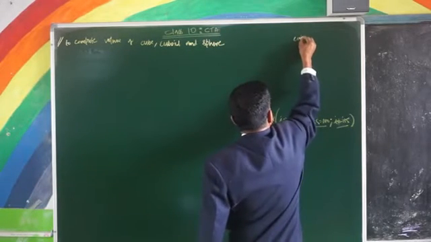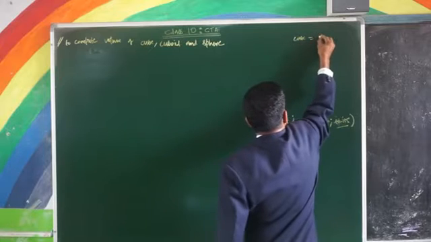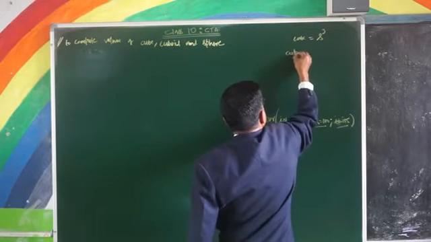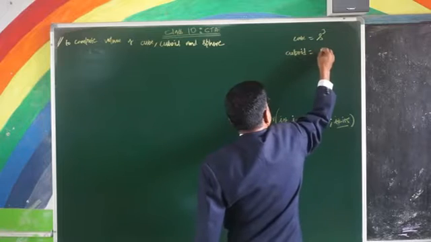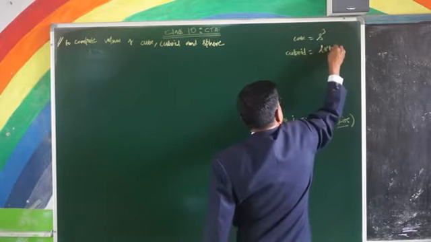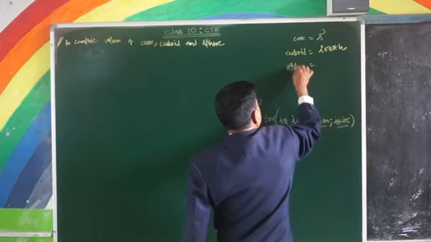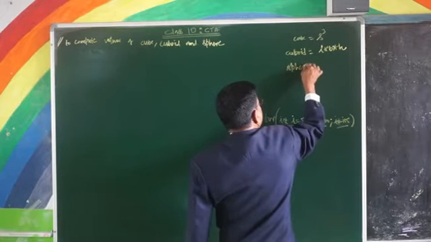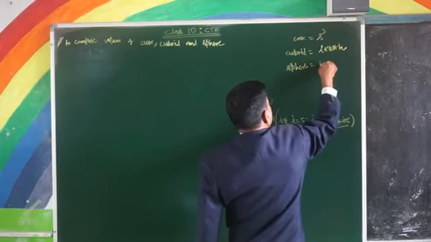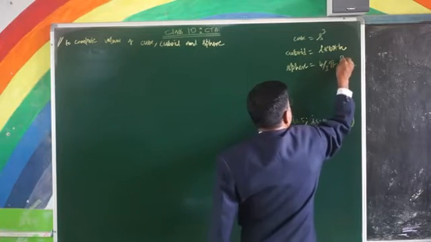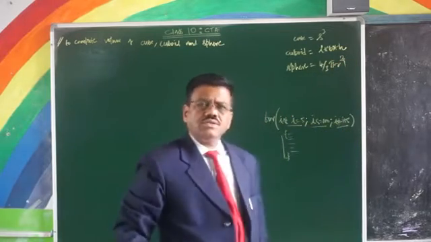For cube, the volume of cube is S cube. Then cuboid, length into breadth into height. For sphere, 4 by 3 pi r cube. Right? These three we are going to do.